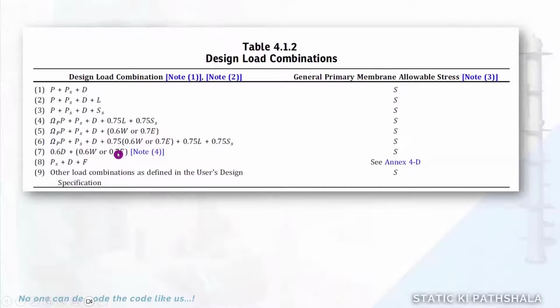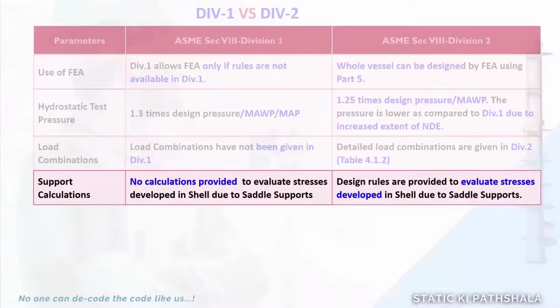W stands for wind, E stands for earthquake. Similarly, they have given Table 4.1.2 to take care of the design load combinations, which are totally missing in Division 1. When it comes to the support calculation, in Division 1 they have not given any procedure to calculate stresses for the support part. Whereas in Division 2, if we are calculating the saddle stresses, they have given a detailed methodology. Let's have a look.